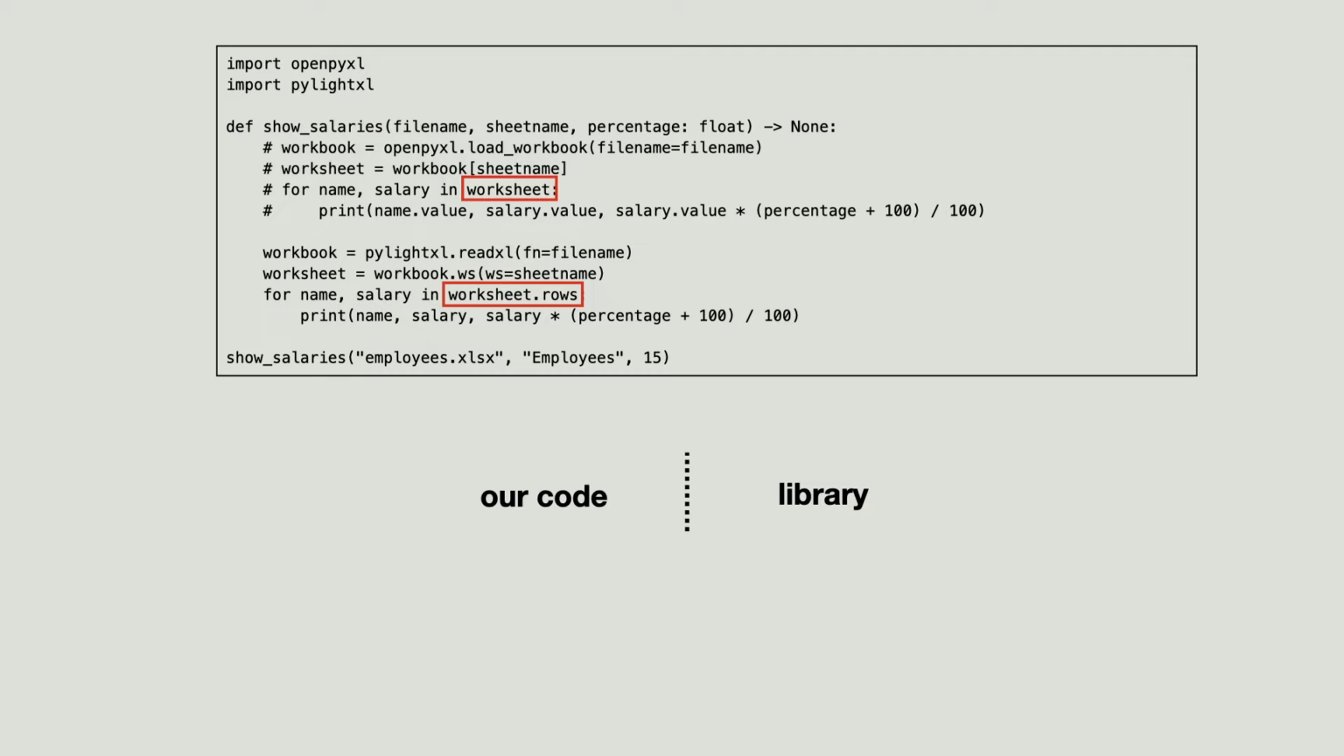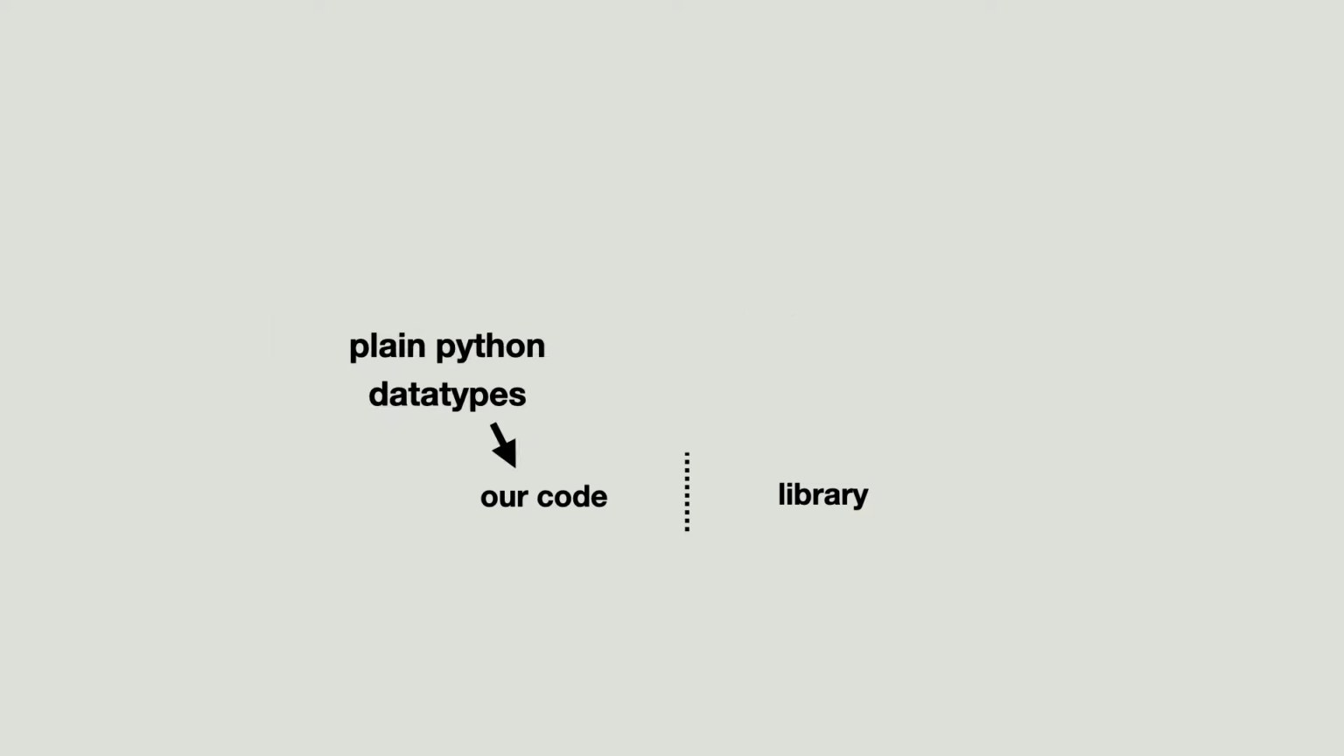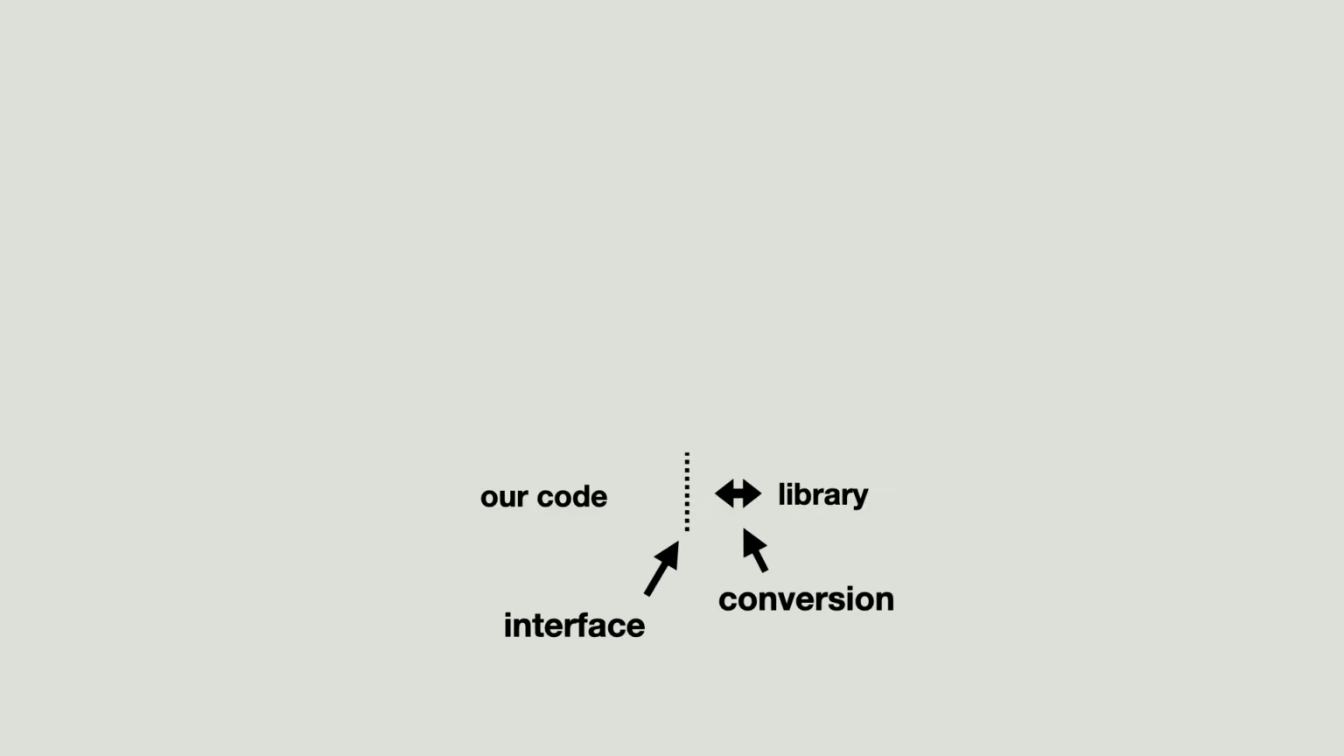The goal of this exercise is that all data types in our code are plain Python data types. All proprietary data types need to stay in the library. So we need conversion. I'm going to change the code in 2 steps. I create the interface and the conversion.